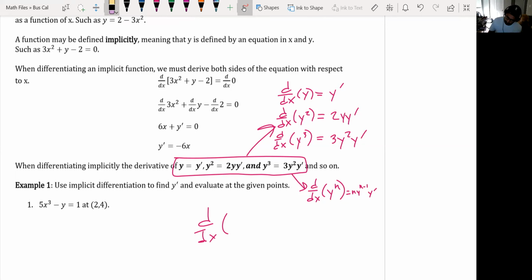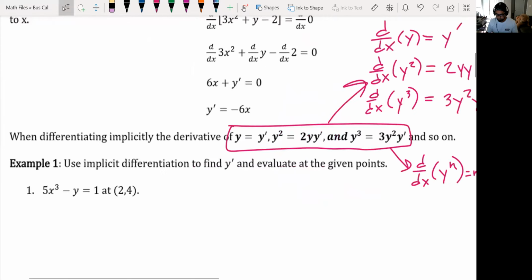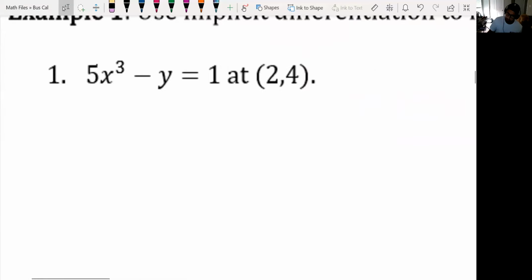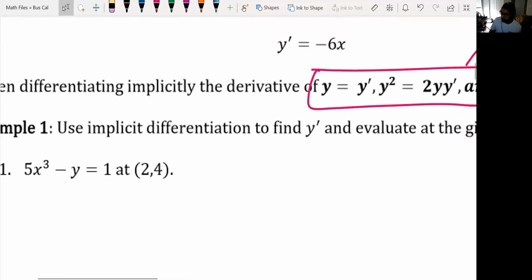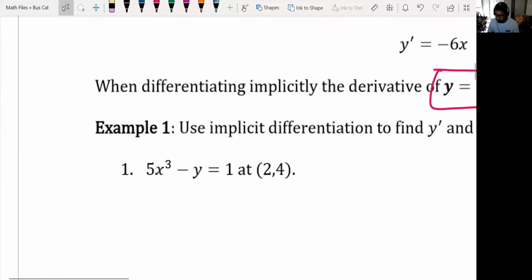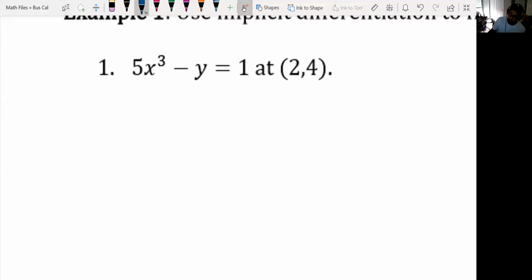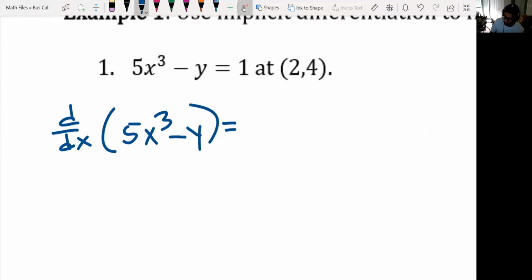That is an implicit derivative. So let's try it out. Number 1 above, we want to find the implicit derivative, solve for y prime, and then evaluate it. In order to start these, we apply the derivative with respect to x on both sides of the equation. So I would say d over dx of 5x cubed minus y equal to d over dx of 1.